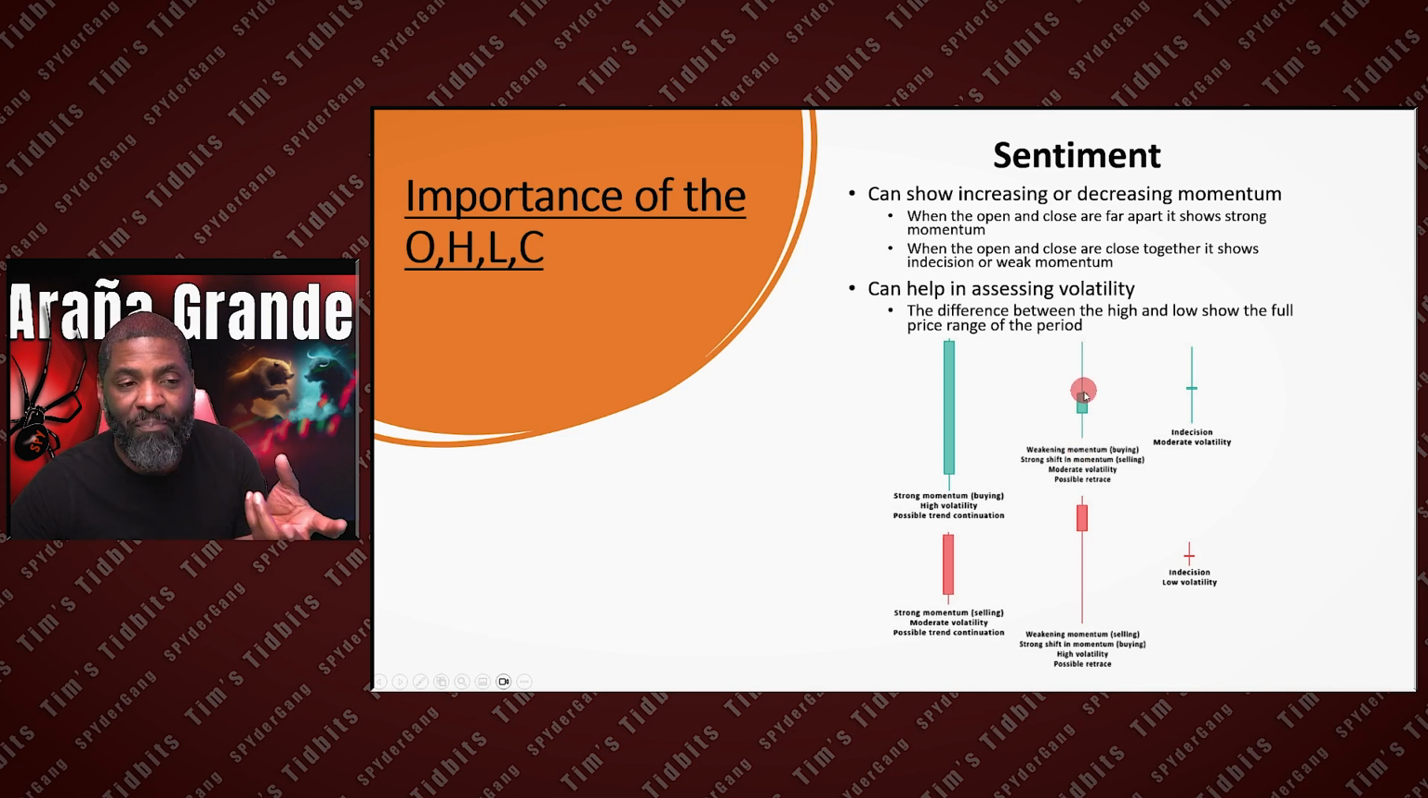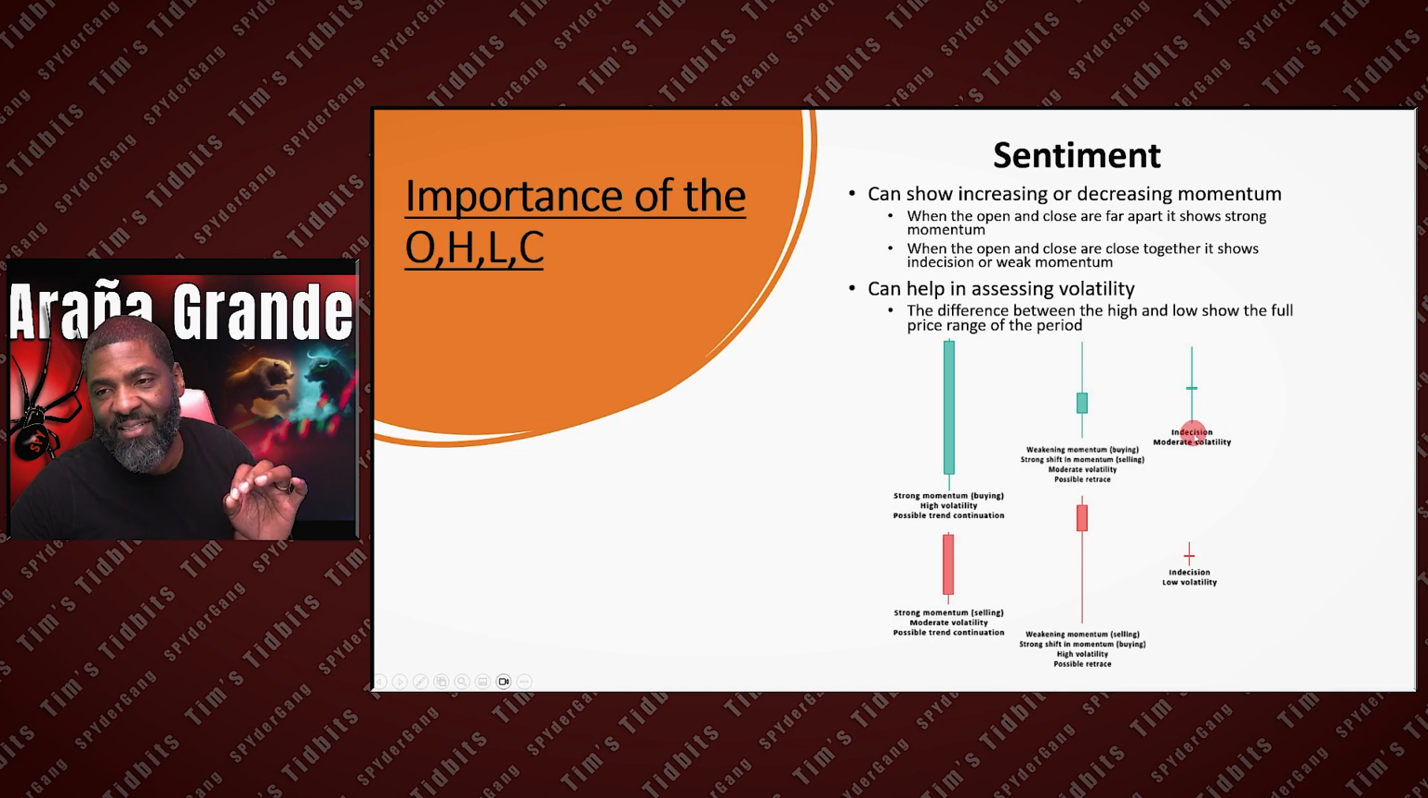And it can indicate a possible retracement, because you see the selling momentum is stepping up, the buying momentum is slowing down, and it's a possible retracement coming in the near future. Now, this green candle to the top right indicates indecision, right? It's a pretty nice size candle from wick high to wick low. It's not as big as this one, but it's pretty decent.